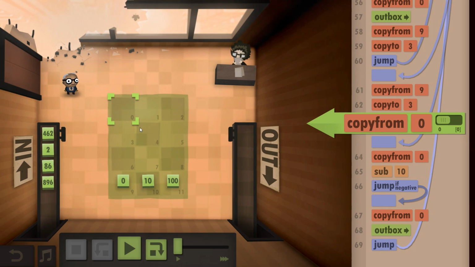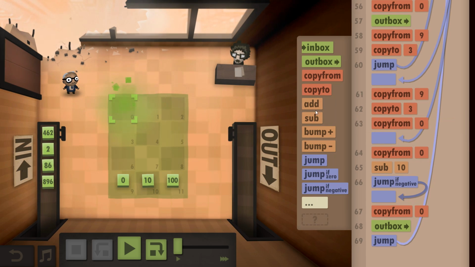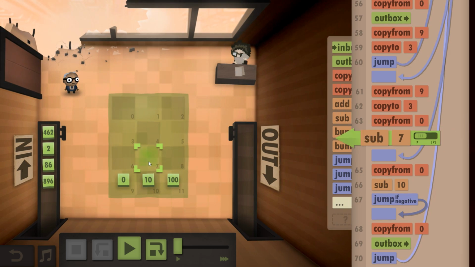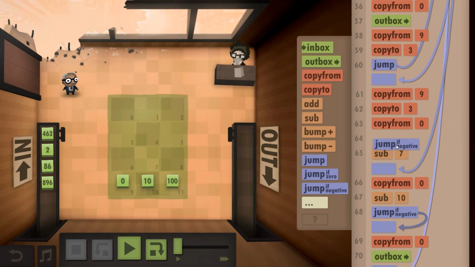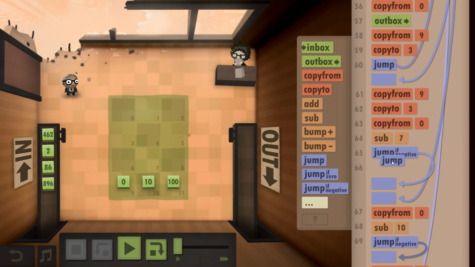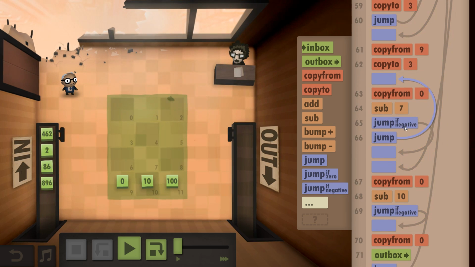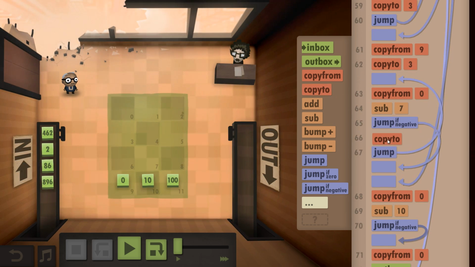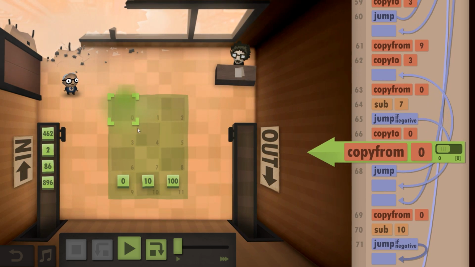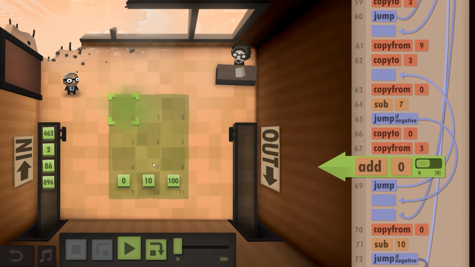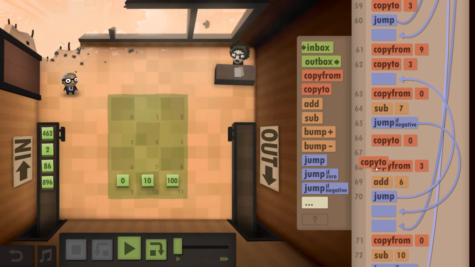Copy from, I have no idea what I'm doing now. Sub 7. If it's negative, we're done. If it's not, do it again. Copy down. Copy from the counter, add 3, save it.